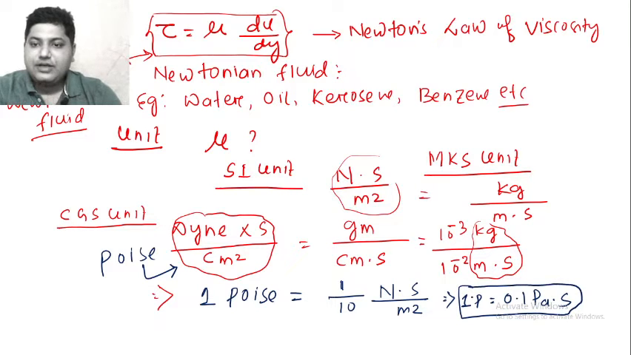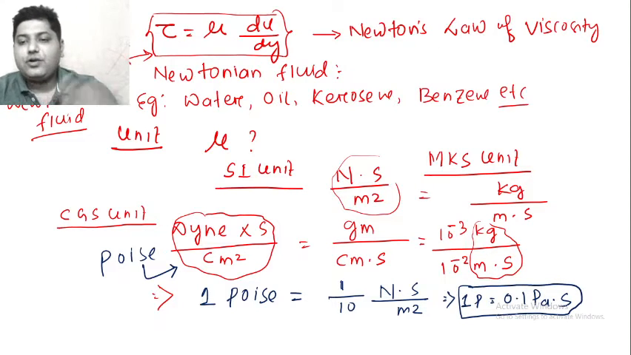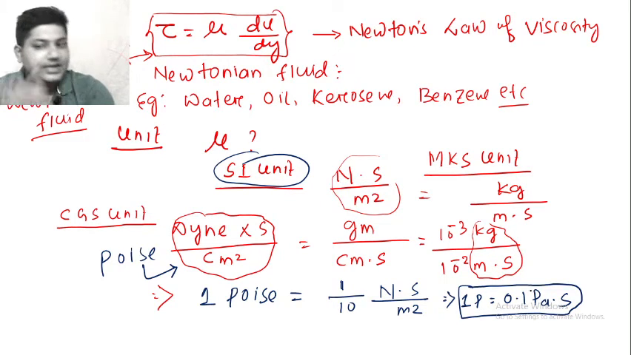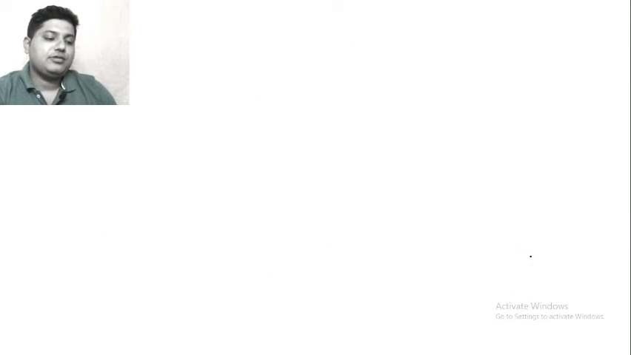This is very important, because if it is given in poise, definitely you have to convert it into the SI unit, then solve. So always remember 1 poise will be equal to 0.1 Pascal second. Okay, now let's discuss that.